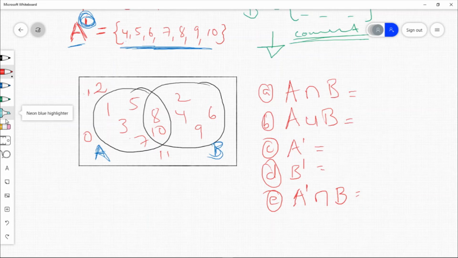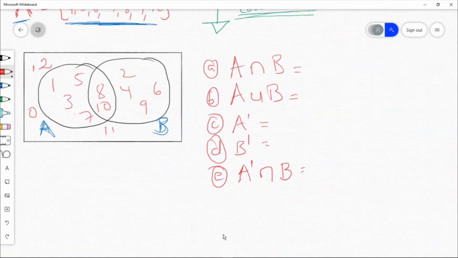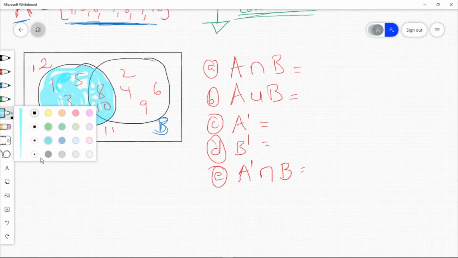All right, first step, let us see what are some of the elements that are in A, and so can we shade A? A would be all this. Okay, this is A, the whole of it, including the part that is also in B. Okay, so A intersect B.